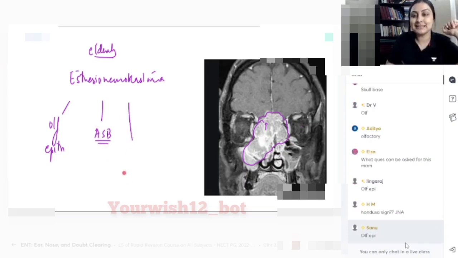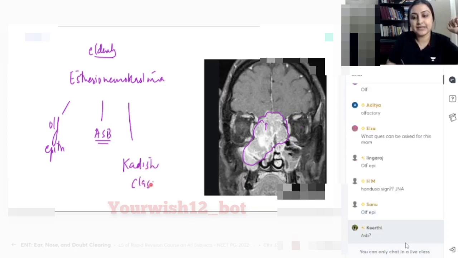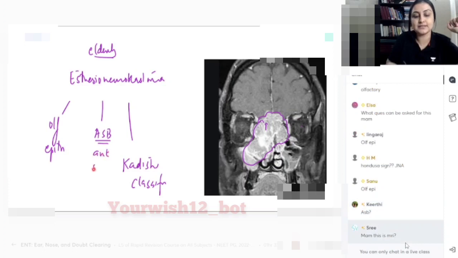The other question that can come here: what is the classification that we see? Hondusa sign not important. What is the classification that you can see for esthesioneuroblastoma? It's called the Kadish classification, right? So we use the Kadish classification for esthesioneuroblastoma. It can involve the anterior skull base.